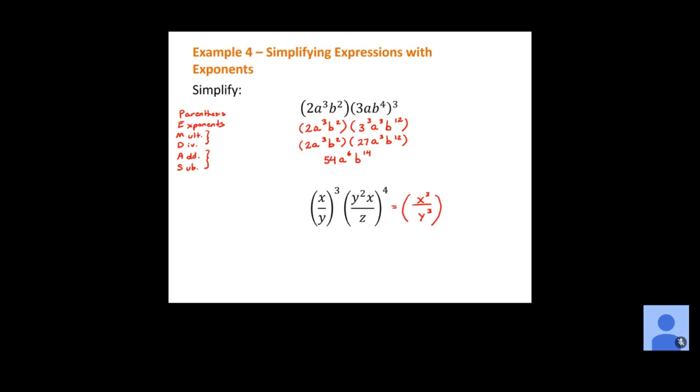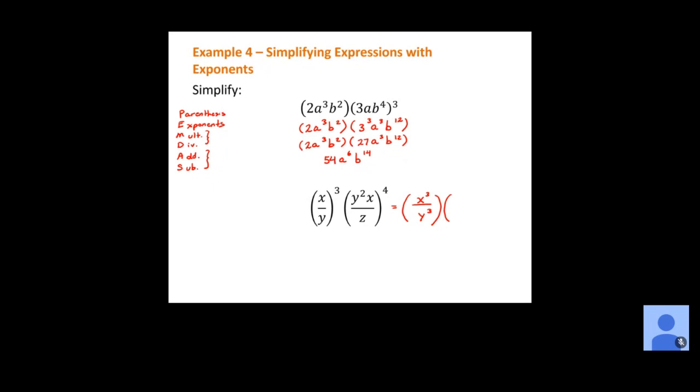So we aren't going to need a common denominator this time, Shantae, because we're not adding or subtracting, right? So remember, the only time we have to worry about a common denominator is for addition and subtraction. Once we distribute these in there, we're going to have straight multiplication and division, okay? So we don't have to worry about common denominators.